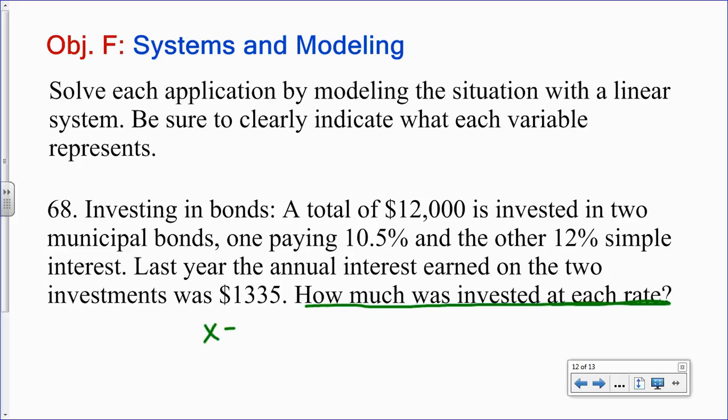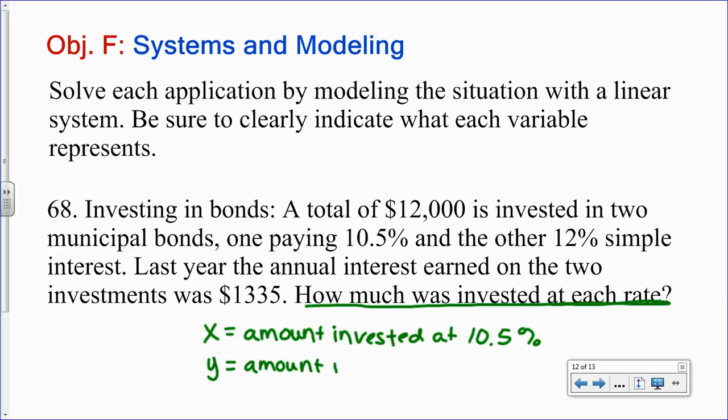So I want to know how much was invested at each rate. So let's say x is the amount invested at 10.5%, so that's 1, right? And then y is the amount invested at 12%. Okay, so I have my two variables. Now I need to get my two equations.